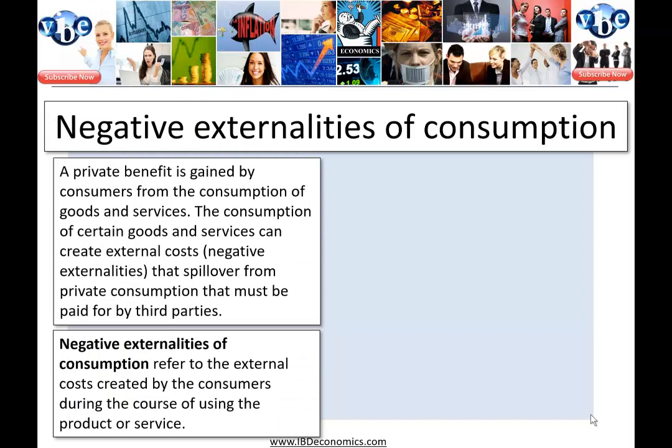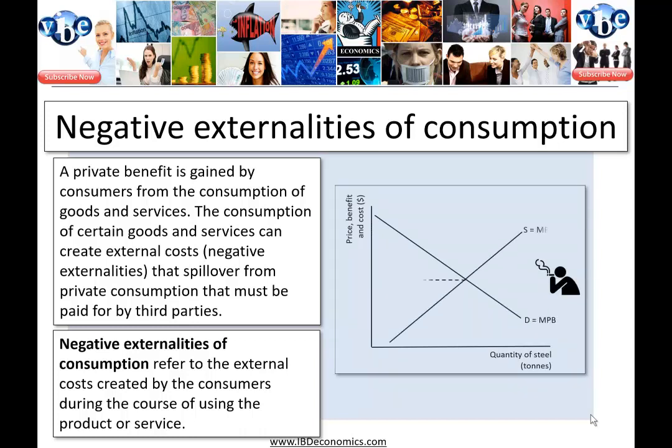Okay, so we know from last time that a private benefit is gained by consumers from the consumption of goods and services, but the consumption of certain goods and services can create an external cost, a negative externality, that spills over from private consumption, and that's got to be paid for by third parties. And negative externalities of consumption refer to the external cost created by the consumers during the course of using the product or the service.